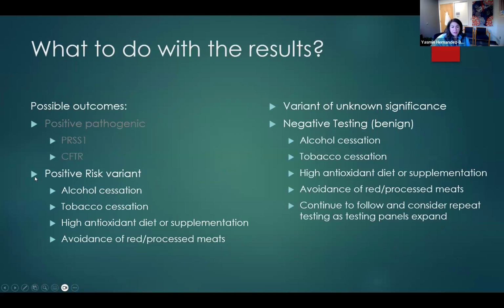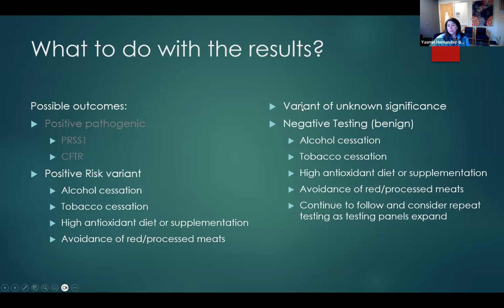The other potential outcome is that you can have a positive risk variant. In these patients, we don't have drugs that can actually help reduce their risk of pancreatitis, but we want to provide counseling, alcohol cessation, tobacco cessation, antioxidant diet, avoiding certain highly processed foods that can make pancreatitis potentially worse, and also modify any other risk factors such as gallstones or lipids.